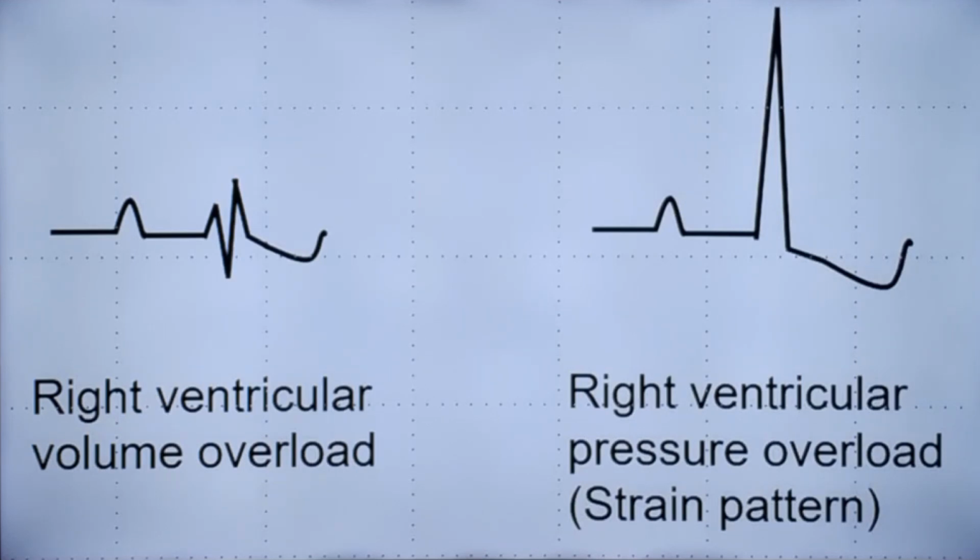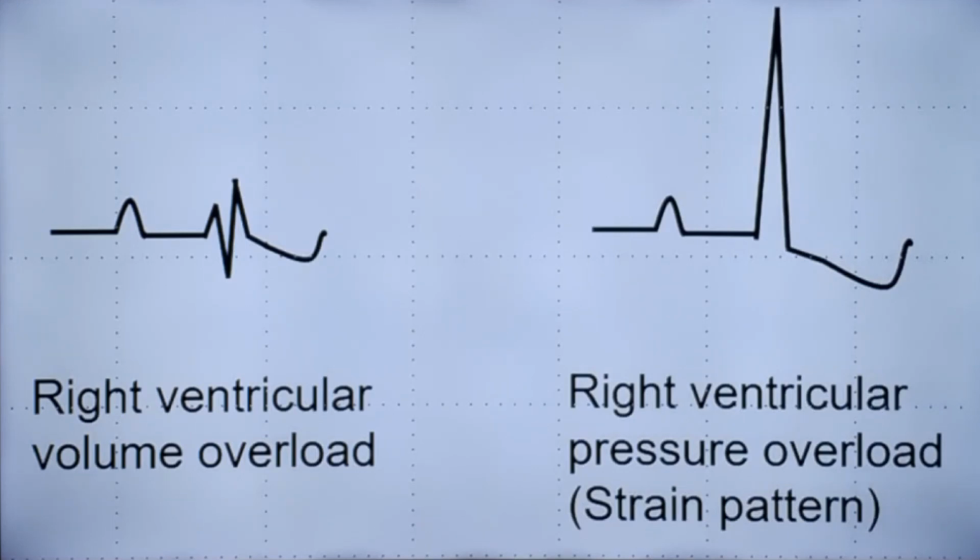In pulmonary stenosis and severe pulmonary hypertension, usually a tall R wave is seen in V1 and a deep S is seen in lead 1. That is a classical right ventricular hypertrophy pattern.